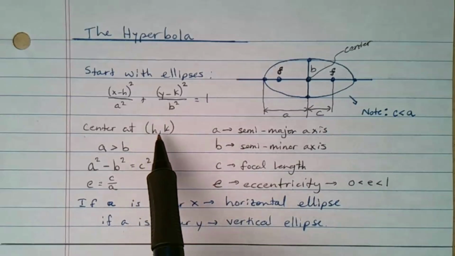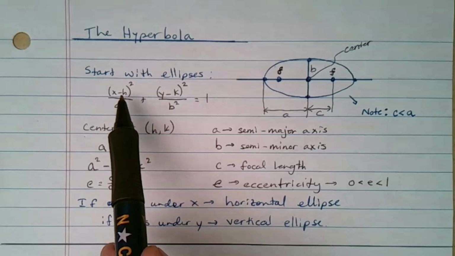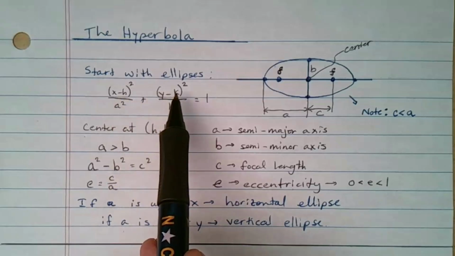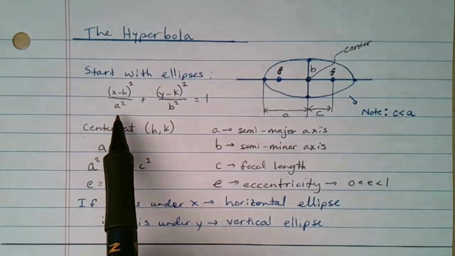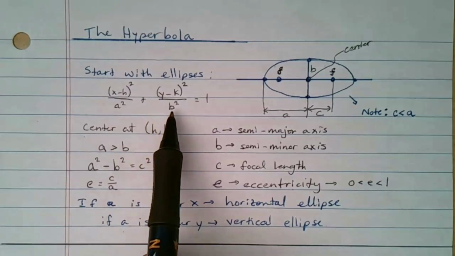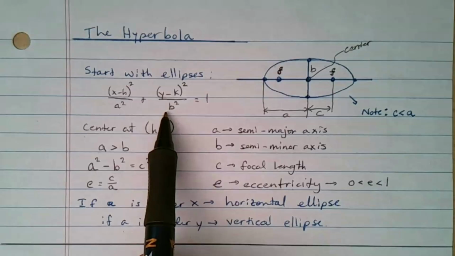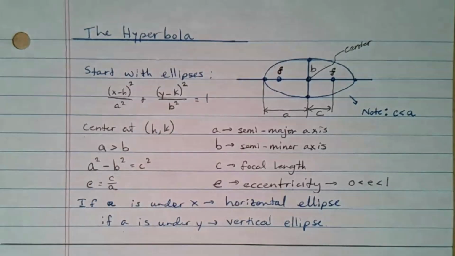The center is at (h, k), so this has been moved left or right h, and up or down k. A is always greater than B. If the larger number is under x, we get a horizontal ellipse. If the larger number flip-flops and is under y, we would get a vertical ellipse, so it'd be longer in the vertical direction. It's always equal to 1.